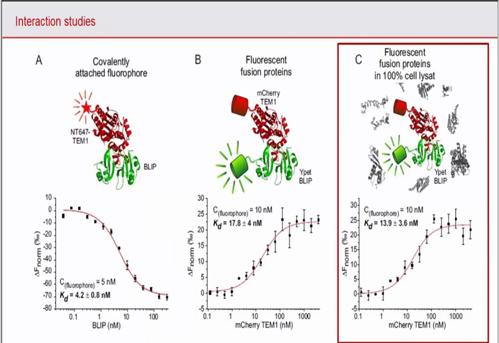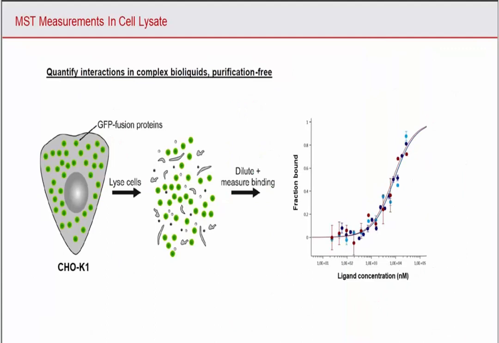MST can be performed with a covalently attached fluorophore or purified fusion proteins. So we developed an MST protocol performed on total cell lysate. One of the major advantages of this protocol is that no purification of the targeted protein is required. It is also a more native environment. I'm not going to describe the protocols in detail, but MST performed in cell lysate allows us to quantify interactions purification-free. We use CHO cells expressing our PD-1 GFP or PD-L1 GFP proteins that we previously transfected, lysed and diluted, and that allows us to measure the binding between our two proteins.